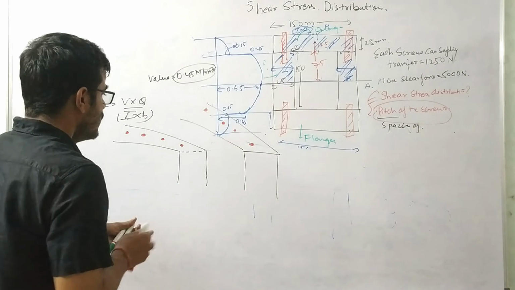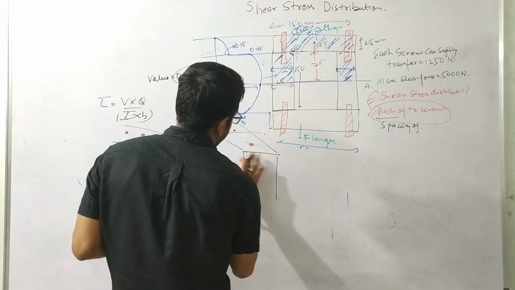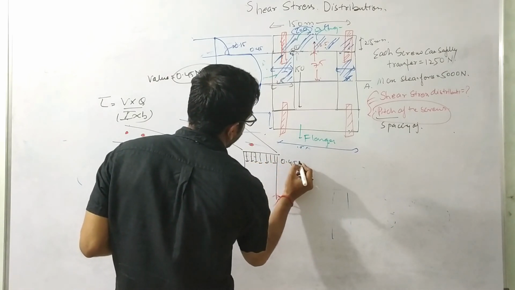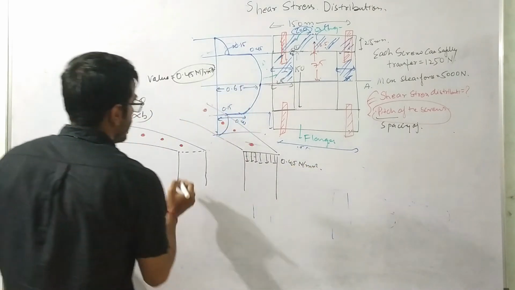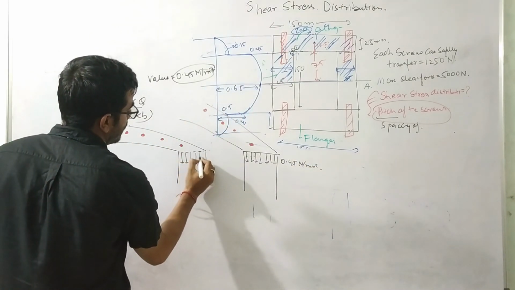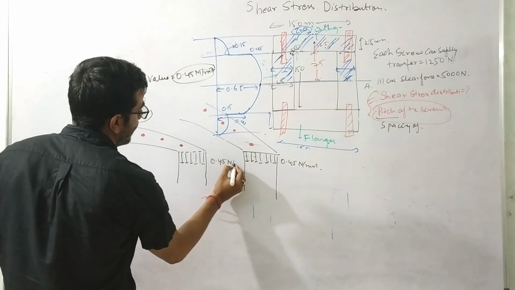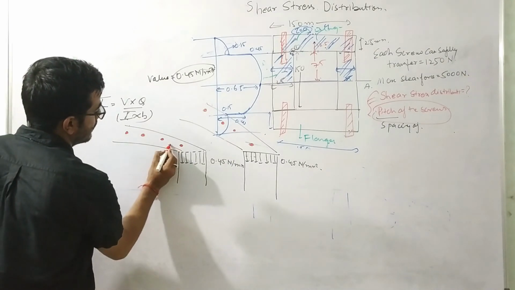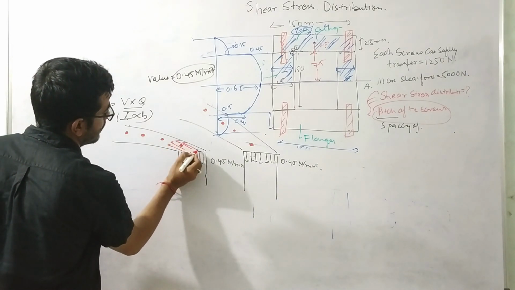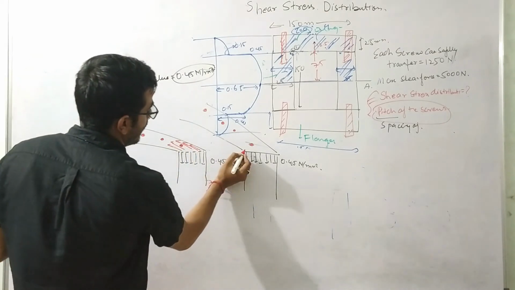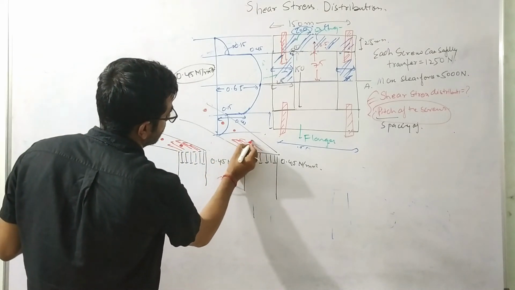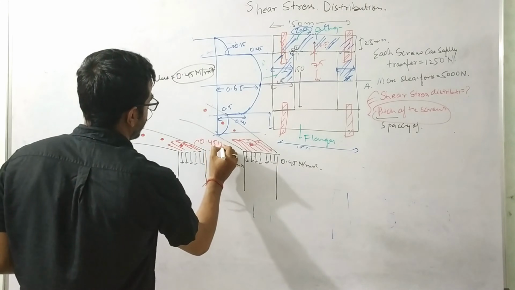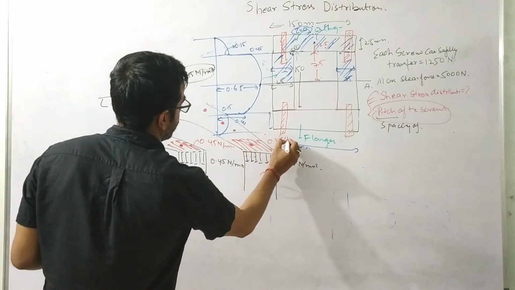Okay, so this value is 0.45 Newton per mm square. Same at this point also, 0.45 Newton per mm square. And the horizontal stress will be acting like this. Same for this portion also. And again, the value of which will be 0.45 Newton per mm square. This is 0.45 Newton per mm square.